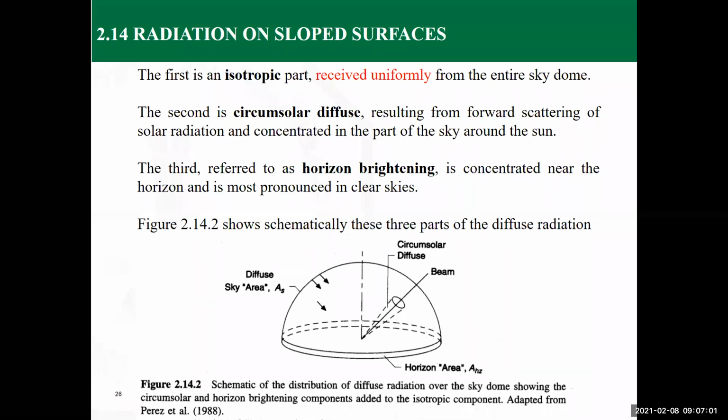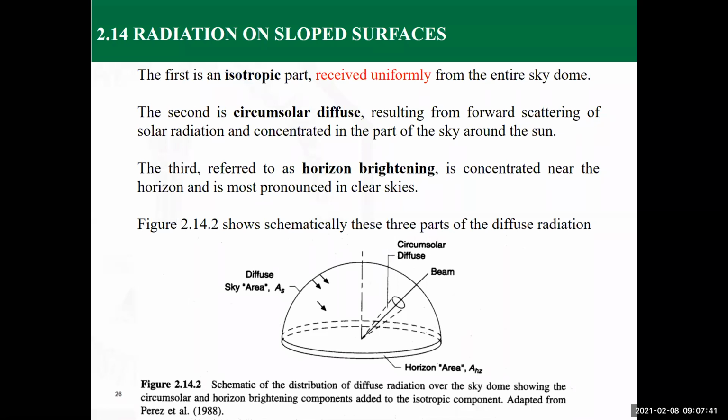The second one is the circumsolar diffuse. It's diffuse radiation which is coming from the same source as the beam radiation. It's coming through an area which basically originates from the sun and falls onto that object here. The third one is what we call the horizontal brightening, which is concentrated near the horizon. That's something which is coming from the horizon here, from some sort of horizontal plane. These are three components that are contributing to the radiation on a sloped surface.